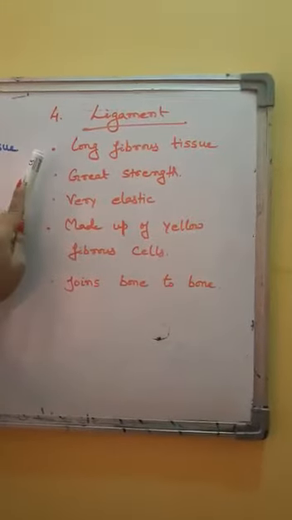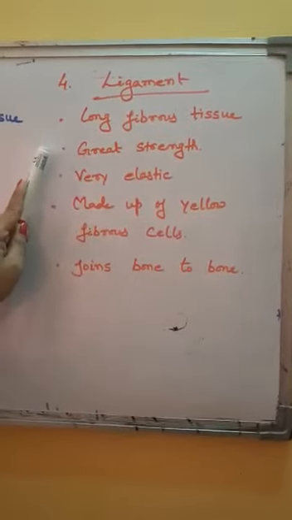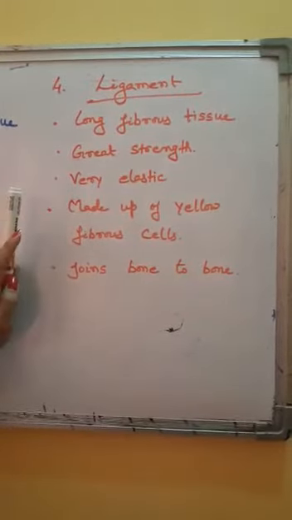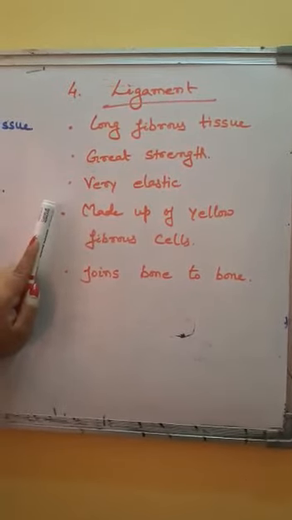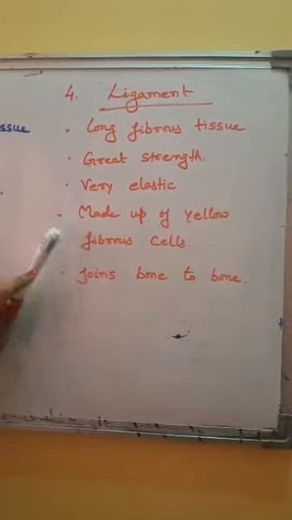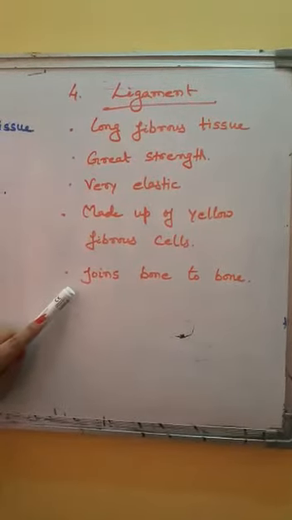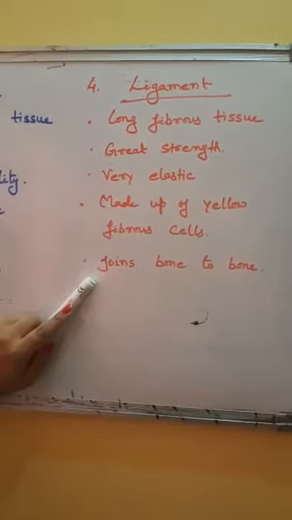The next tissue is called ligament. It is also a long fibrous tissue, a thread-like structure with great strength, but it is very much elastic. Ligament is highly elastic. It is made up of white fibrous cells and its function is that it connects bone to bone and helps in movement.